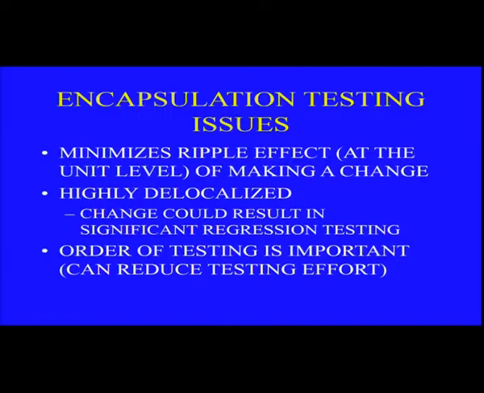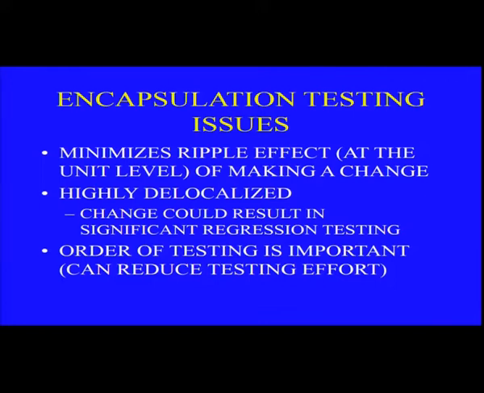OO concepts, effects on testing: encapsulation, polymorphism, inheritance. These are the 3 concepts that are making our method become so obvious. The main is skeleton. This is how we build our object oriented testing. I am not going to spend time on encapsulation as a concept. Encapsulation testing issues: it minimizes the ripple effect of making a change. Changes are localized, faults are localized.